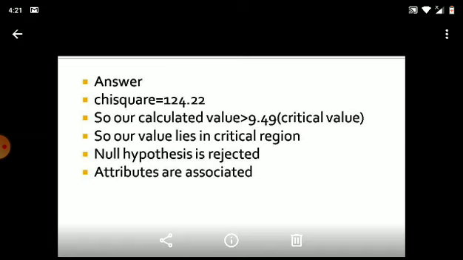As the hypothesis is rejected, the attributes are associated. Null hypothesis was of no association. We have rejected the null hypothesis and concluded that there is an association between eye color and hair color. 9.49 या जो भी आपकी क्रिटिकल वैल्यू आएगी, आपने सिंपली उससे अपना आंसर कंपेयर करना है और अगर आपका आंसर उससे बड़ा है तो आप हाइपोथेसिस, नल हाइपोथेसिस रिजेक्ट कर लेंगे एंड यू विल टेक द एट्रीब्यूट्स एज एसोसिएटेड.